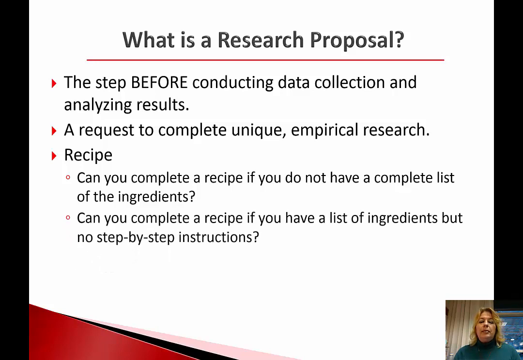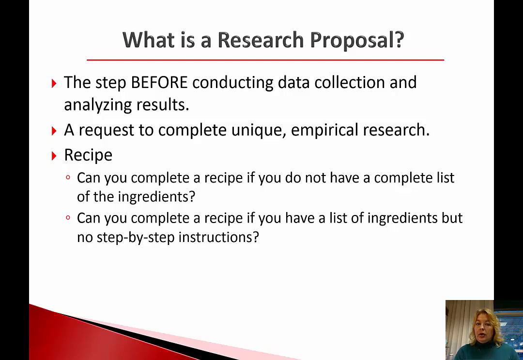Can you complete a recipe if you have a list of ingredients but no step-by-step instructions? Imagine baking bread or a cake or cupcakes or something like that. If someone told you you need yeast, flour, water, 2 eggs, etc., and gave you the list of ingredients but didn't tell you the order that they need to be combined, how they need to be combined in 2 or 3 separate bowls or all in one bowl, to what extent they need to be combined.